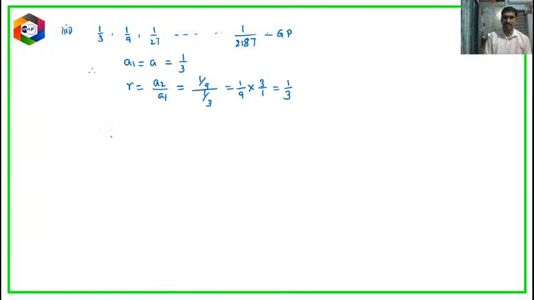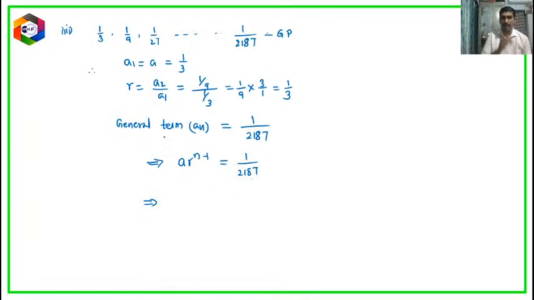And once again, this is the general term or nth term. The general term An is equal to 1 by 2187. Now what is the general term? We know that it is equal to A into R power n minus 1. Now this will be equal to 1 by 2187. Now let us replace the values of A and R. We know that both are 1 by 3 only, so 1 by 3 into 1 by 3 power n minus 1.